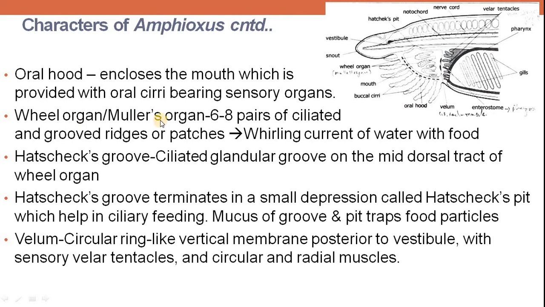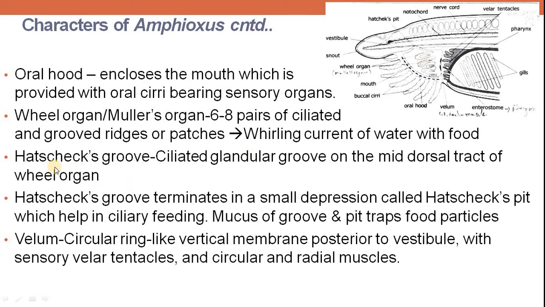Then the wheel organ or Muller's organ. Here, these tentacle-like structures are called wheel organs or Muller's organs. They are 6 to 8 pairs and ciliated, with grooved ridges or patches. Their whirling current or rotatory movement will help capture the food that enters along with the water.